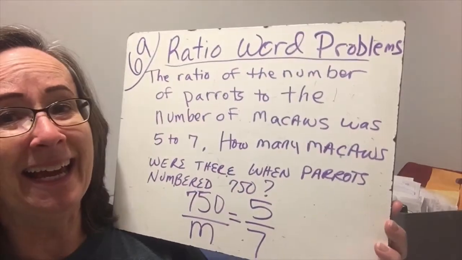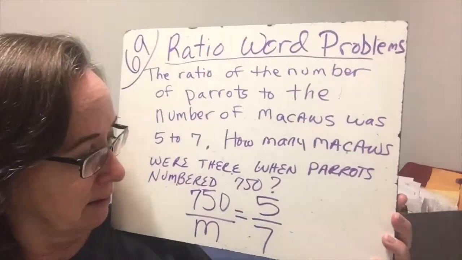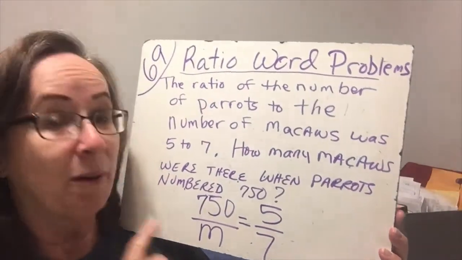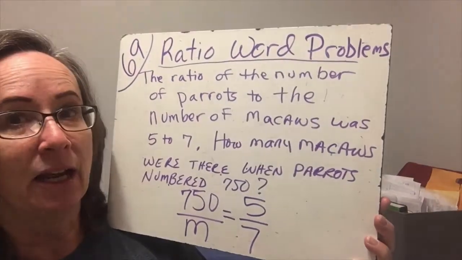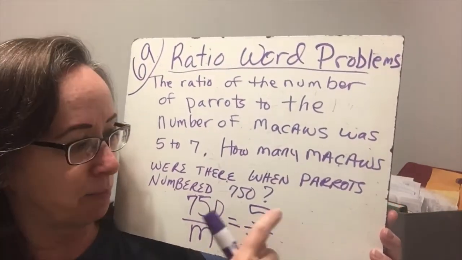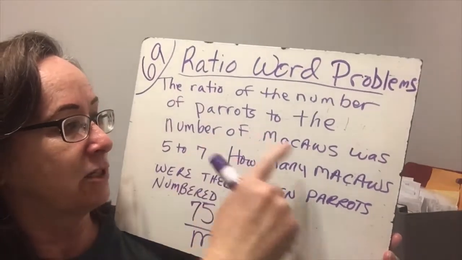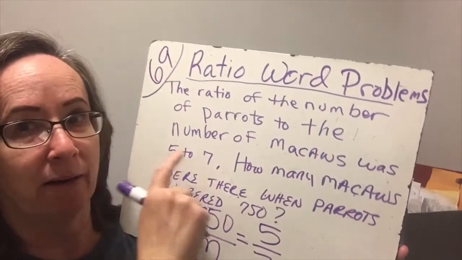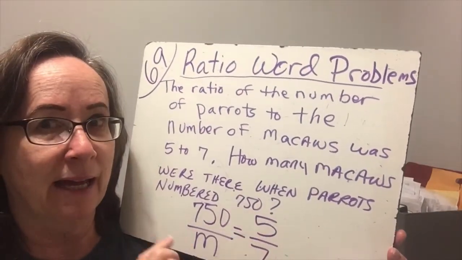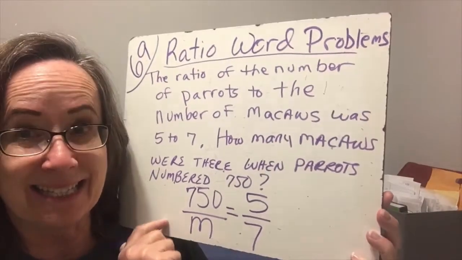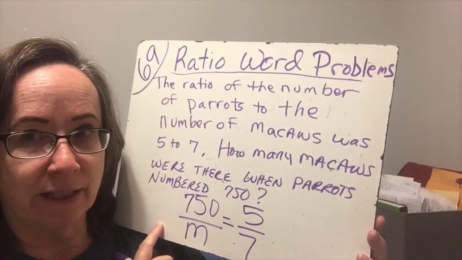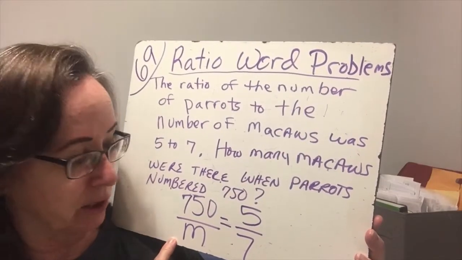It doesn't matter at all whether your 5/7 is on the right or the left side of the problem. What matters is that your ratio is always parrots over macaws. The ratio was 5 to 7, parrots to macaws. So we always have to keep parrots on the top and macaws on the bottom and be consistent with the way we represent it. Now we are going to use our cross multiplication.